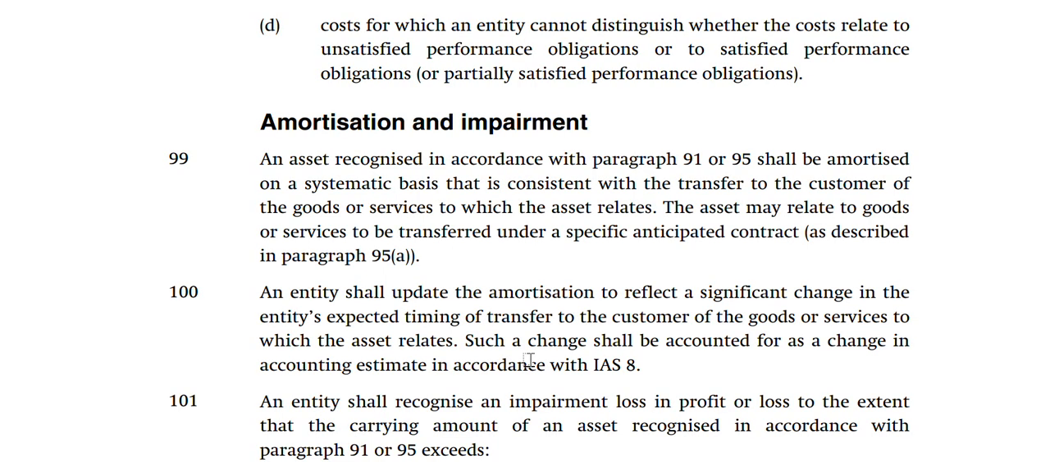An asset recognized in accordance with paragraph 91 or 95 shall be amortized on a systematic basis that is consistent with the transfer to the customer of the goods or services to which the asset relates. The asset may relate to goods or services to be transferred under the specific anticipated contract. An entity shall update the amortization to reflect a significant change in the entity's expected timing of transfer to the customer of the goods or services to which the asset relates. Such a change shall be accounted for as a change in accounting estimate.